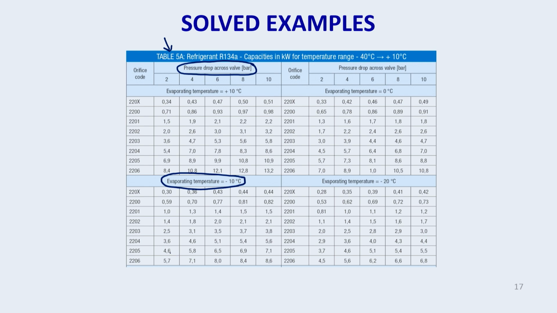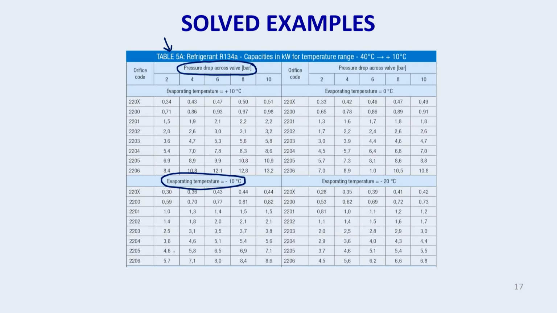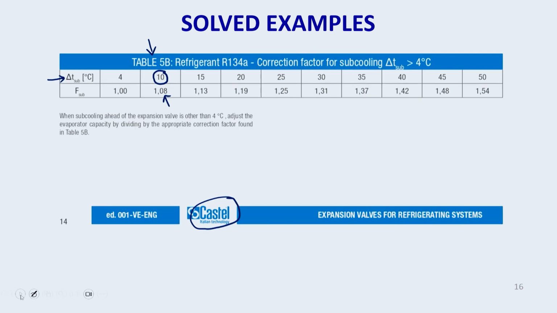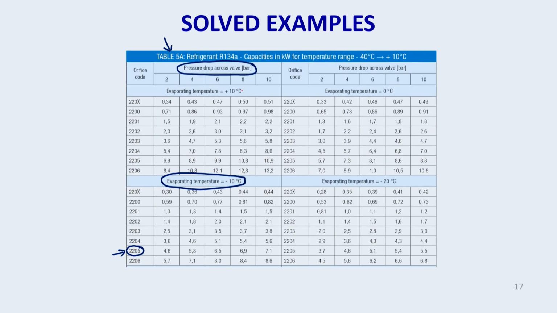This is the orifice code, and this is the evaporator temperature. Accordingly, we have to select this. Q valve is 5.55 kilowatt. This is the series which is selected, 2205. If you see the table, this is the evaporator temperature for plus 10, this is for 0, this is for minus 20, and this is for minus 10. So according to the given data, you have to select it.